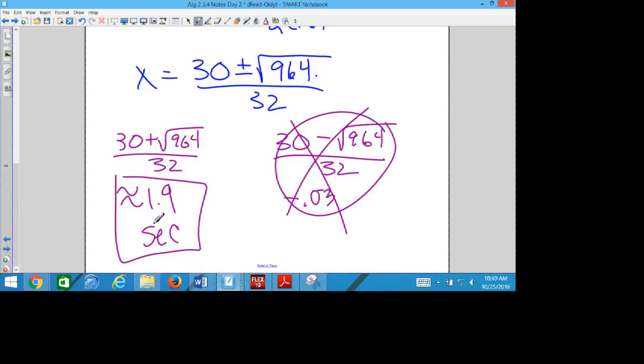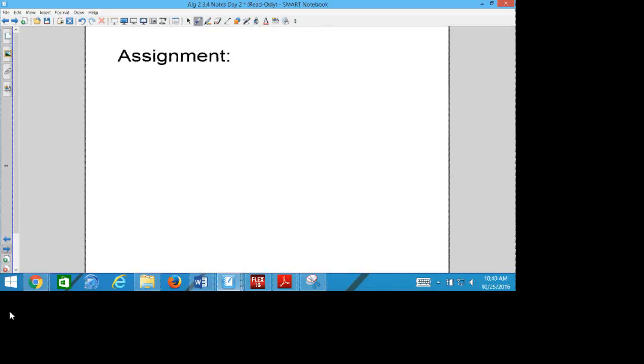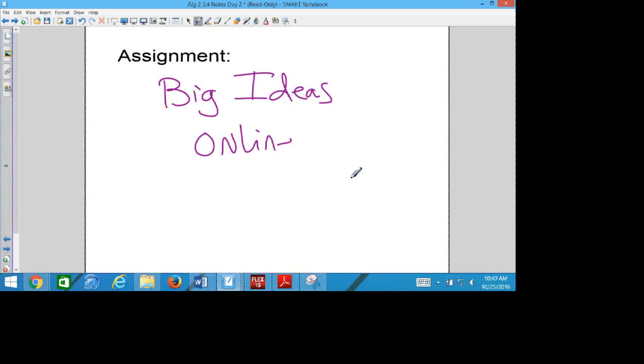In the perfect scenario, shouldn't that be 0 technically? The answer on the right when you throw the ball? I'll explain in a second. So you guys can grab your computer. 3.4, day 2.